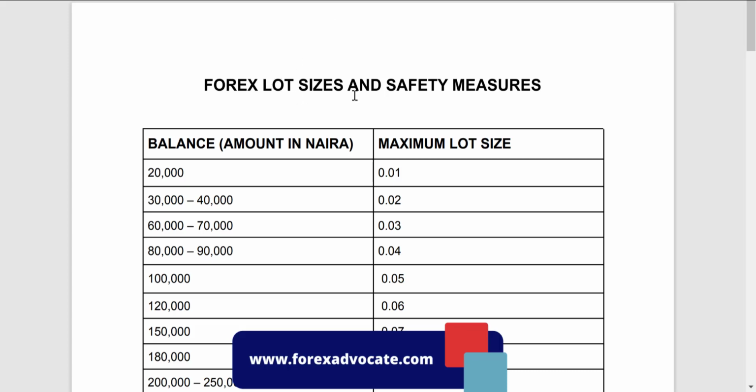Welcome to the Forex safe lot sizes and safety measures.